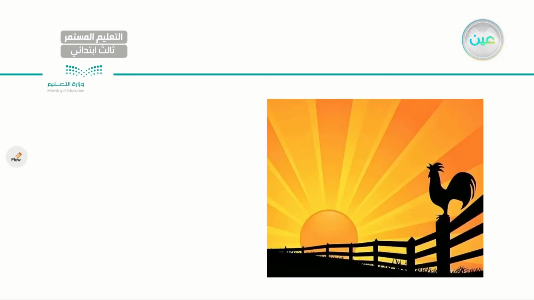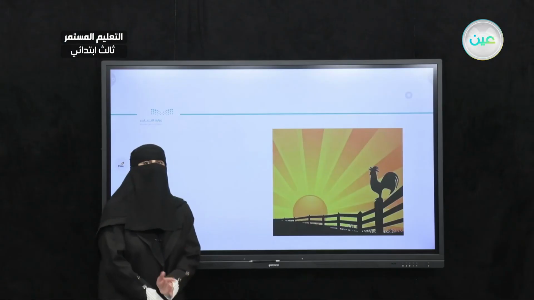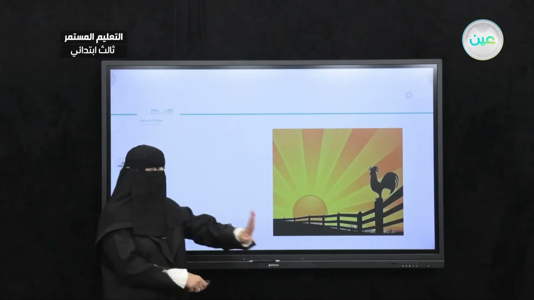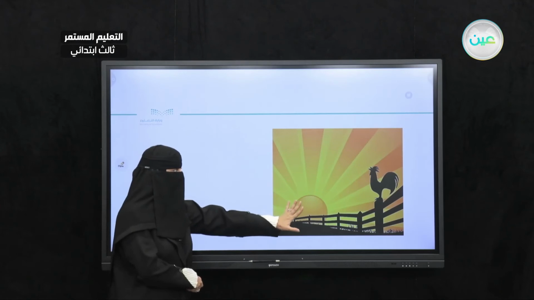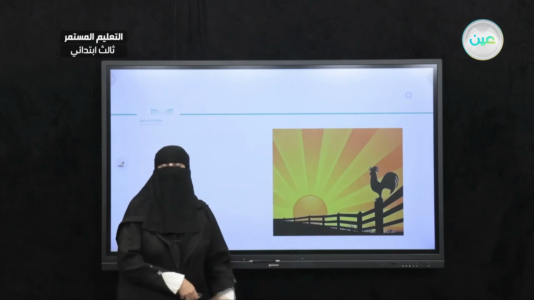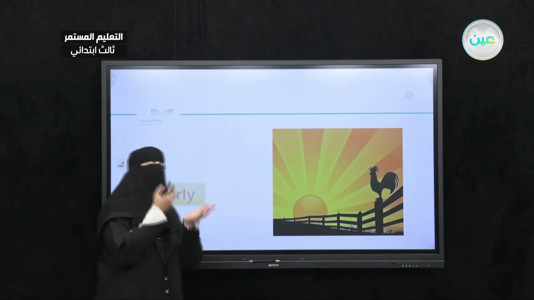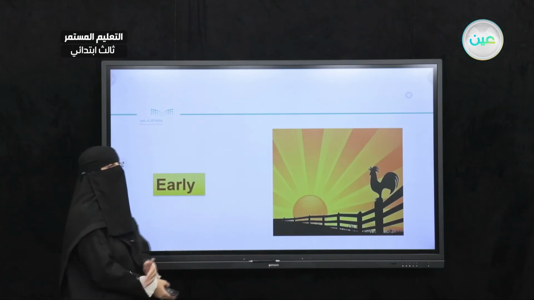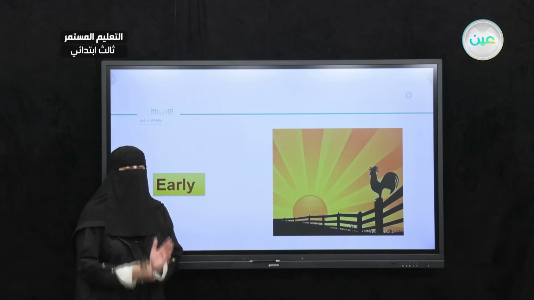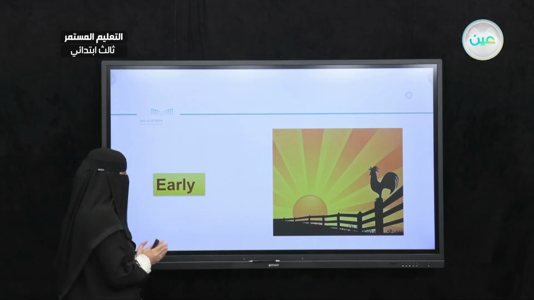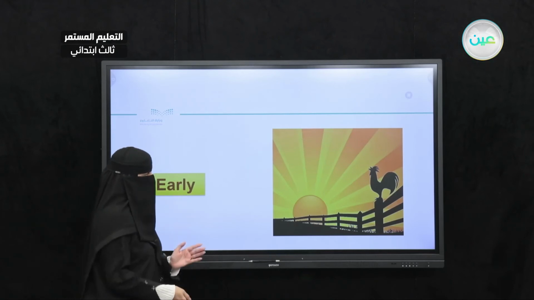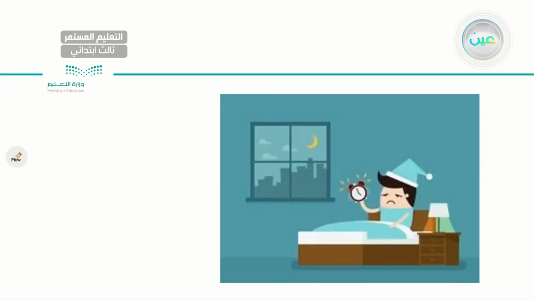Now, do you remember this picture? We took this picture in the previous lesson. What does this picture represent, or what does it show? The word to describe this picture is early. Very good. Remember to be there on time, okay? Early. The opposite is the word late. Late, okay? Never be late.